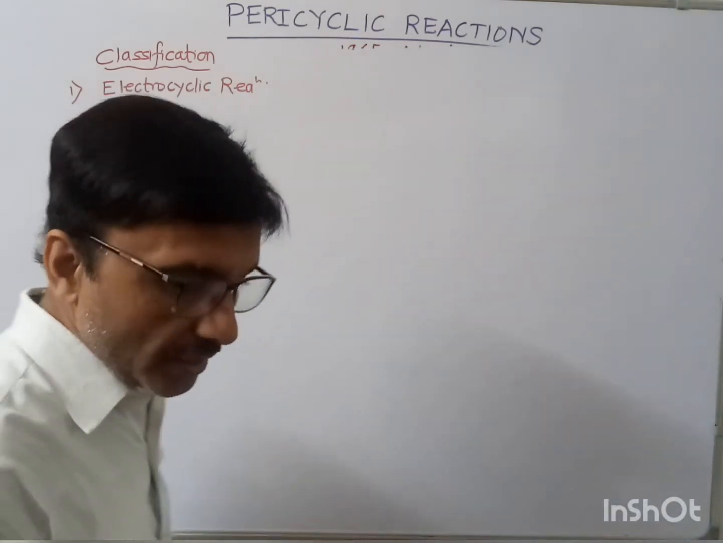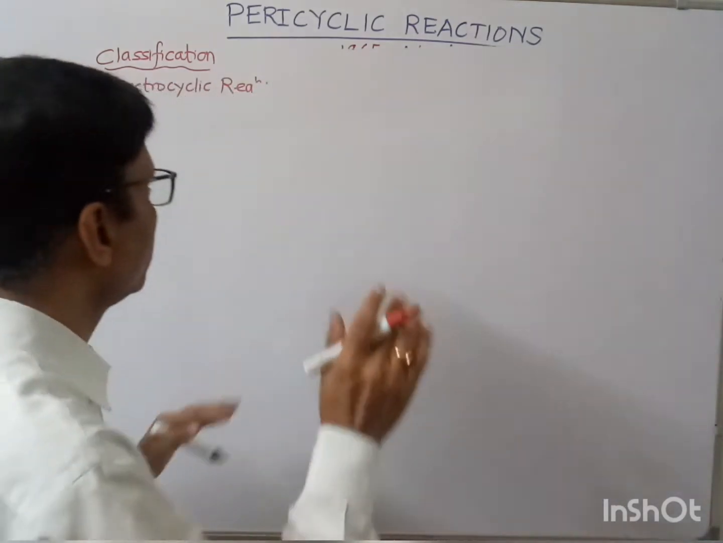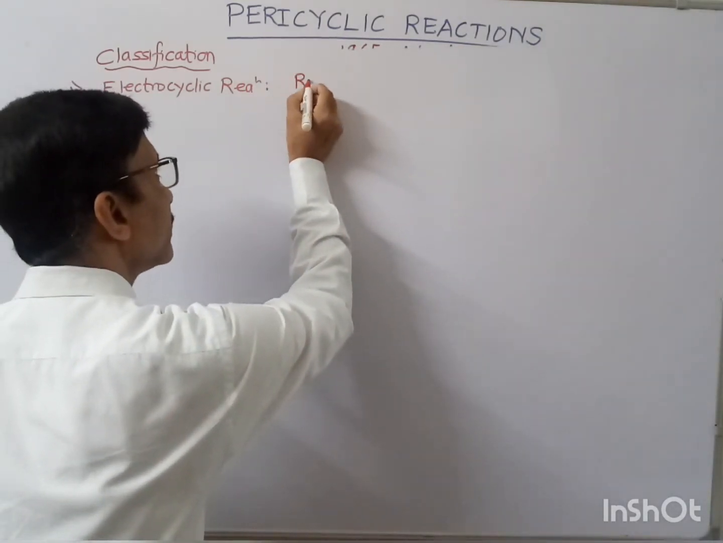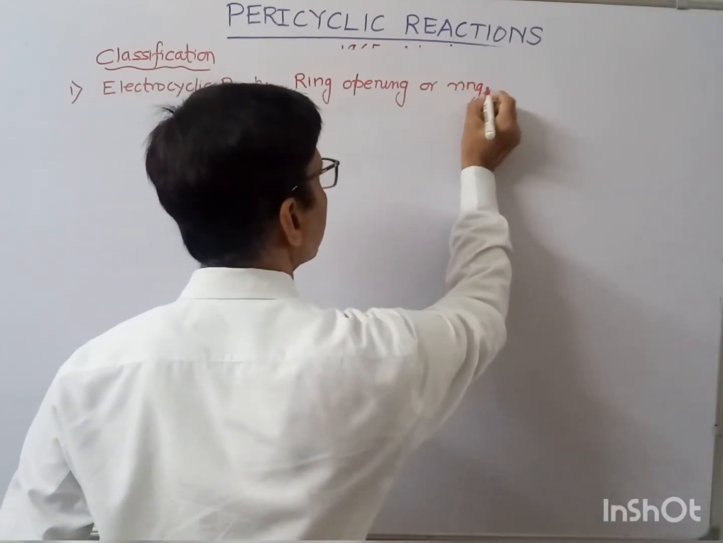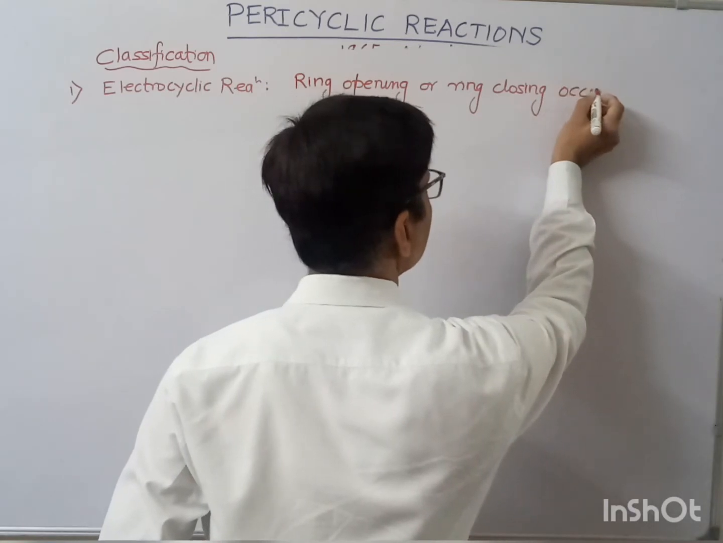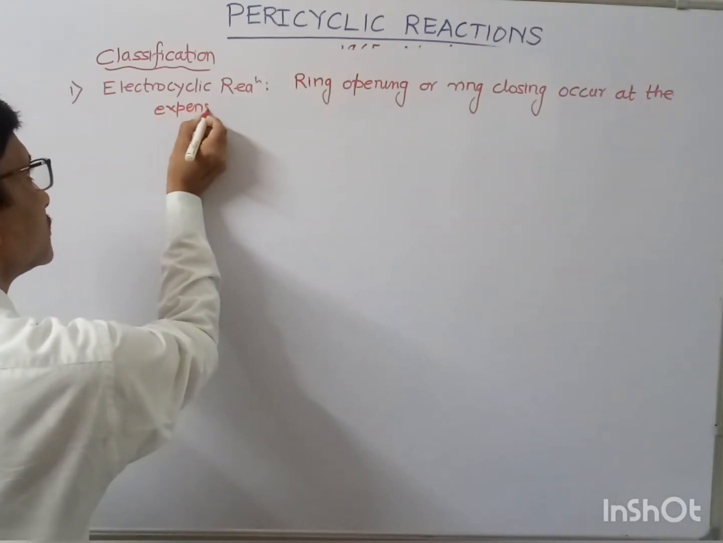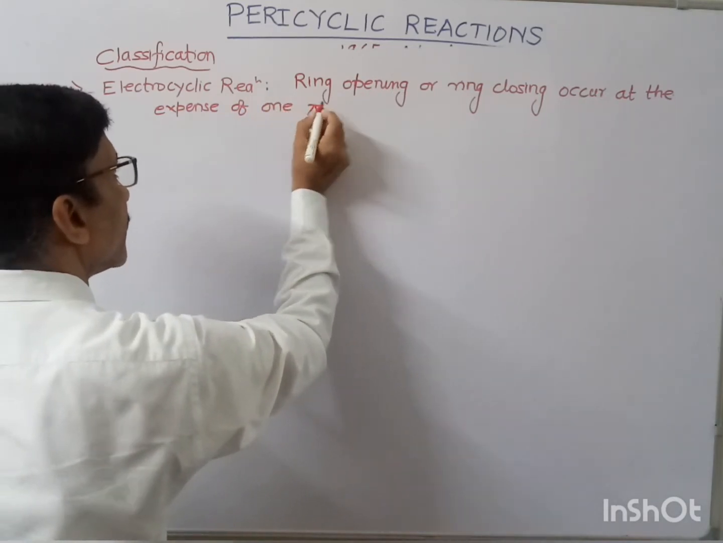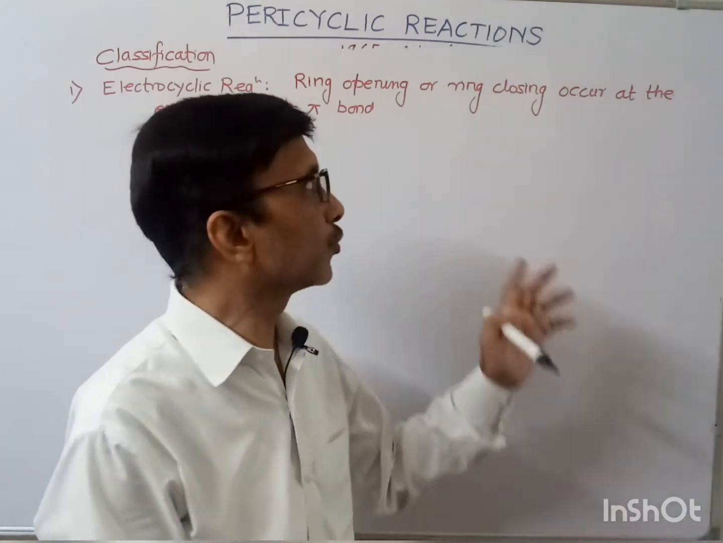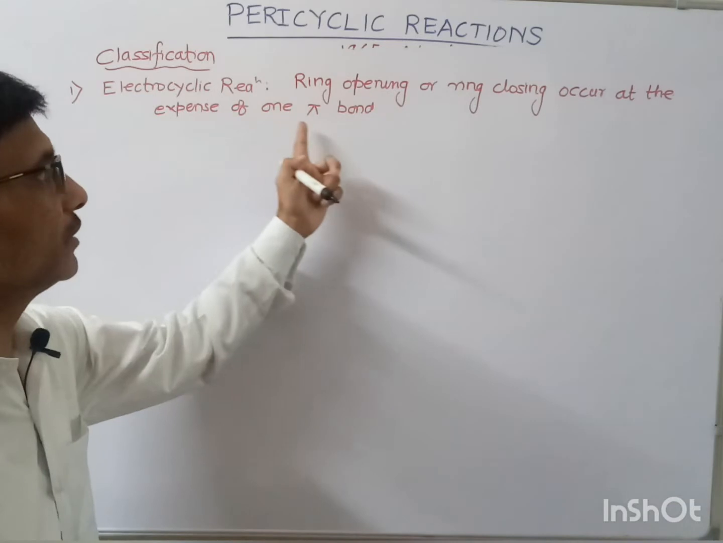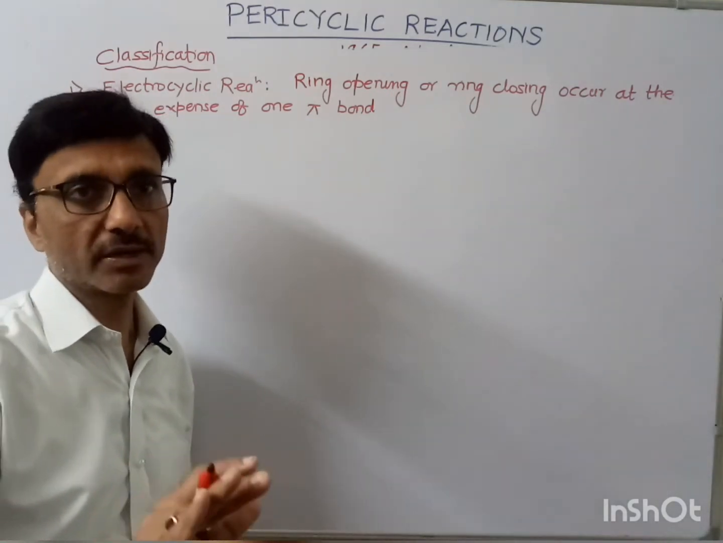In electrocyclic reactions, ring opening or ring closing occurs at the expense of one pi bond. What does it mean? I will explain with the help of an example. It means if the reactant has 2 pi bonds, then the product will have 1 pi bond. That is, 1 pi bond is decreased in the product. So either ring closing or ring opening will occur in electrocyclic reactions.